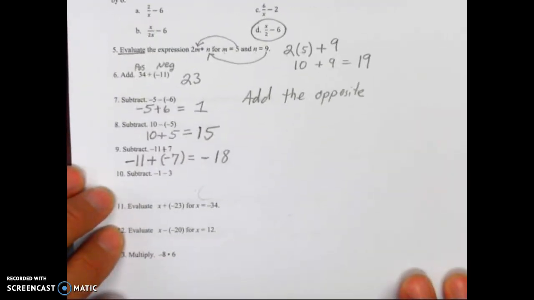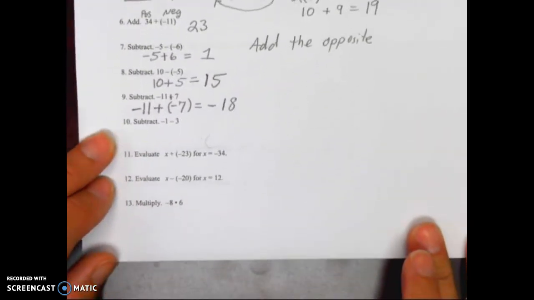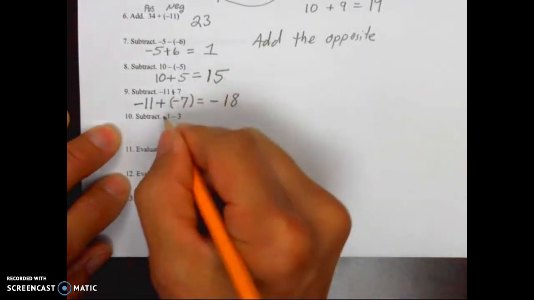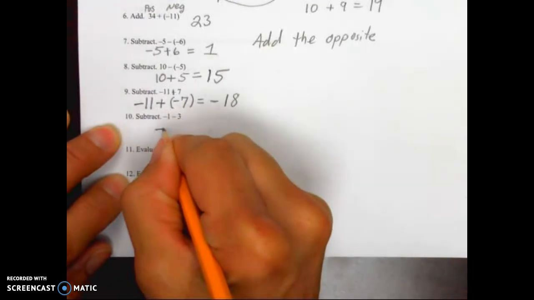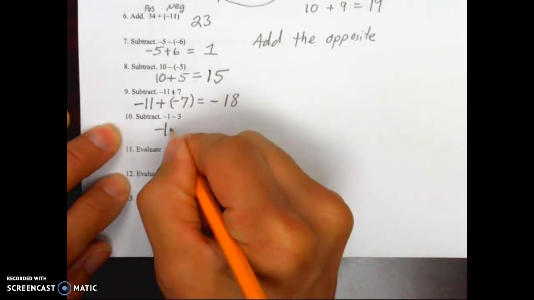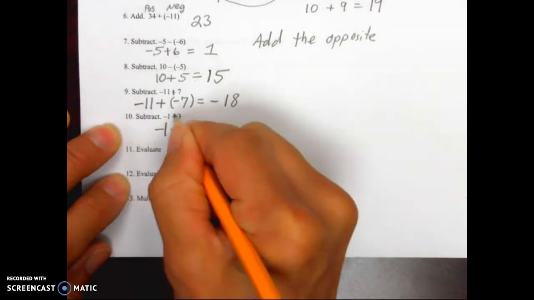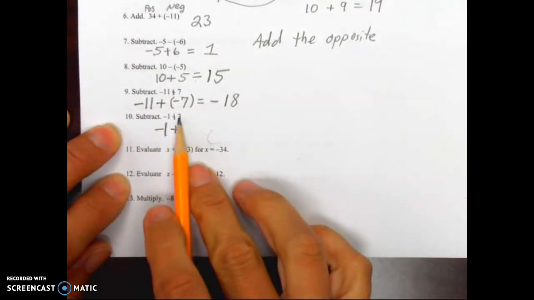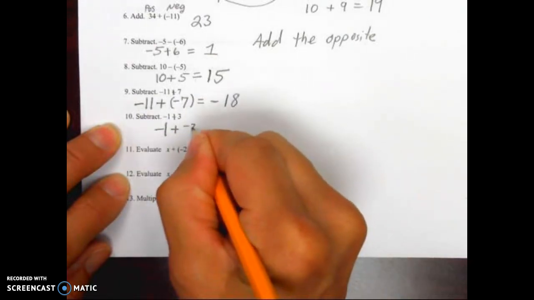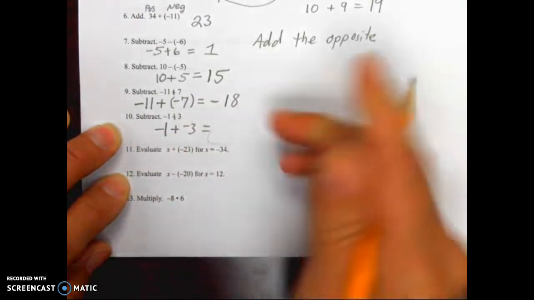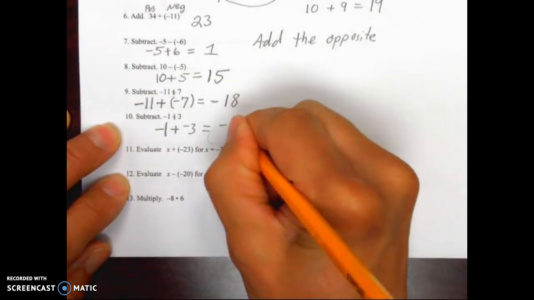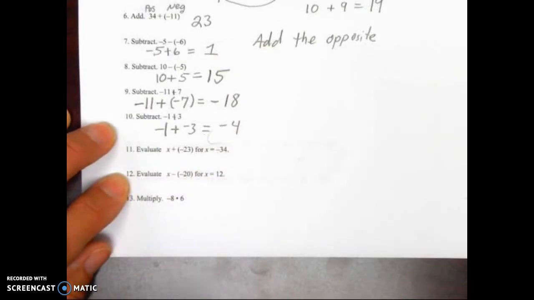Okay, so number 10, add the opposite. So all these are done the same. Just keep taking note that I do not change the first number. I go ahead, change that to plus, and then I make this instead of a positive 3, a negative 3. So then these guys are both negatives. Add them up. -4 is the answer.